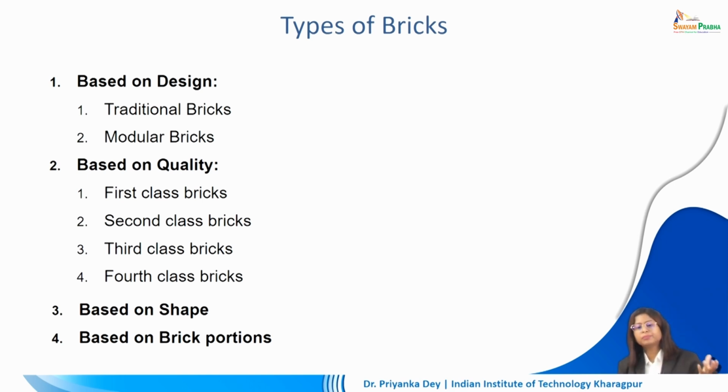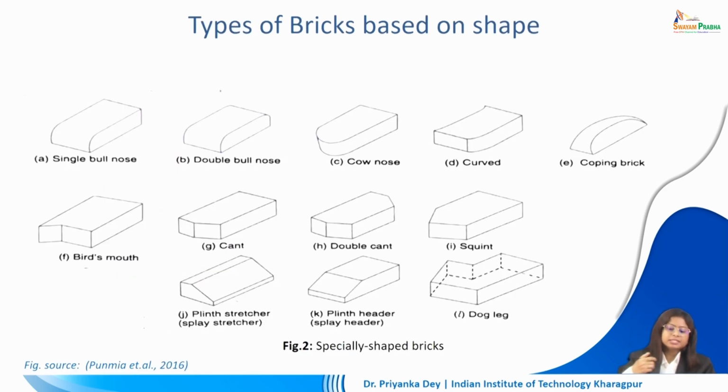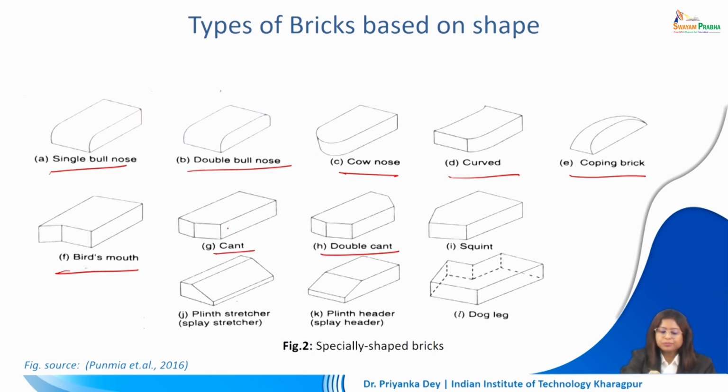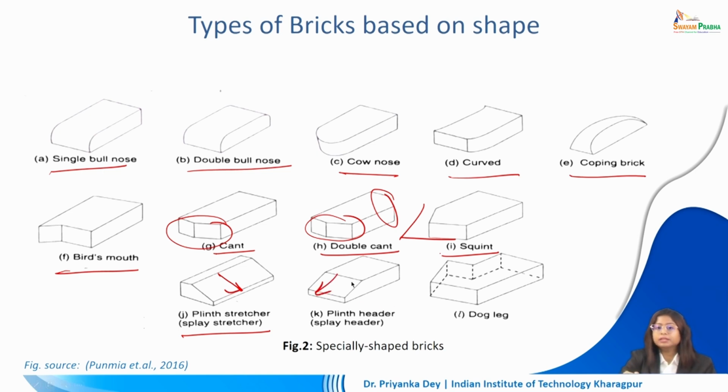Based on shape, we can further classify bricks. Here we can see what a single bull nose looks like, followed by a double bull nose, cow nose, curved bricks, coping brick, bird mouth brick, cant brick, double cant brick. So this shape will be repeated twice. We can have a squint in this shape. We can have a plain stretcher splayed along the stretcher side. We can have a plinth header splayed along the header side, and we can have a dog leg brick. So this is classification of bricks on the basis of shape.